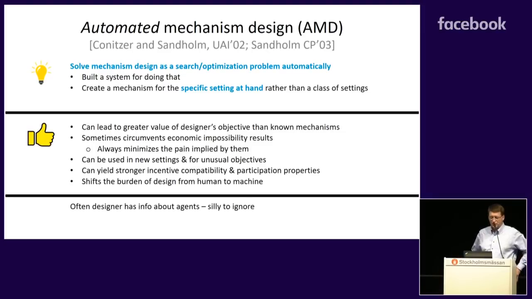Then this can also be used in new settings and for unusual objectives, settings that nobody has had the time to actually solve before, or objectives that people haven't had time to solve. It can yield stronger incentive compatibility and participation properties. If you think about what Ellen says, she's talked about ex ante, ex interim, and ex post. Sometimes we can actually get further to the right side in that figure while not giving up anything by using automated mechanism design that's specific to the distribution. And then it shifts the burden of design from human to machine, which is, I guess, always a good thing.